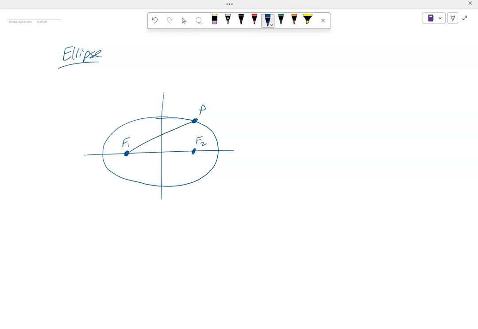And so if you take the sum of their distances, the distance from focus 1 up to P plus the distance from focus 2 to P, this is a fixed constant K. And by the way, this ends up being 2A, and I'll talk about what that value A is in just a minute. But that's the fixed points.